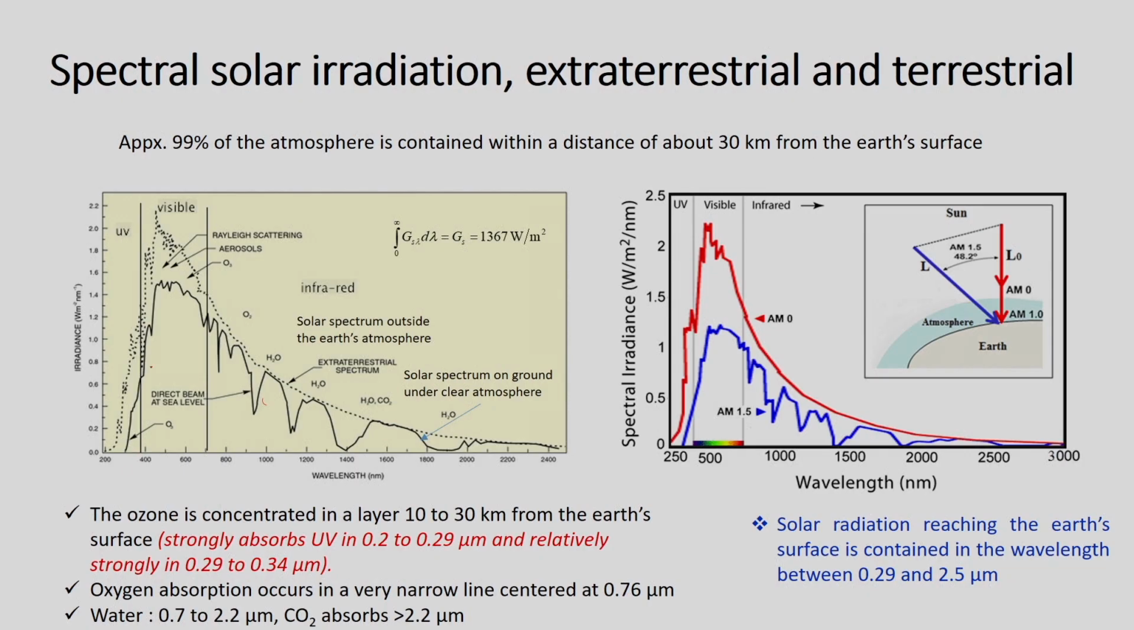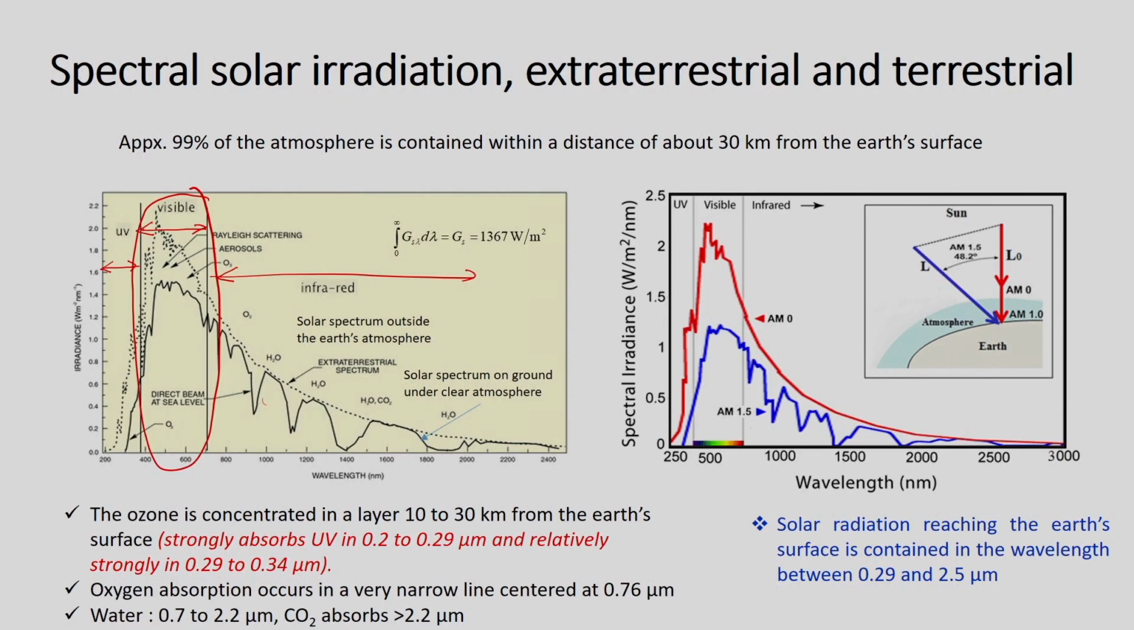As you can see, this region is UV, this region is the visible region, and this long region is the infrared region. The visible region is the most important for us as far as solar PV or photovoltaic conversion is concerned. What you can see from this figure is that the solar intensity is very high in the extraterrestrial region, and lower in the terrestrial region.